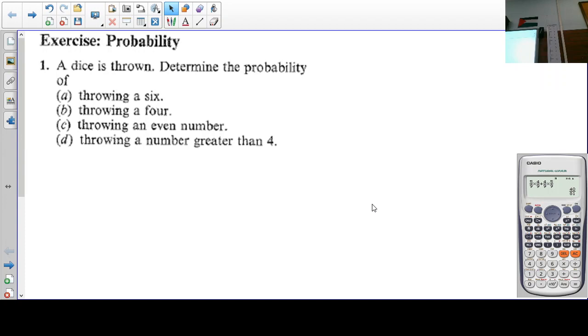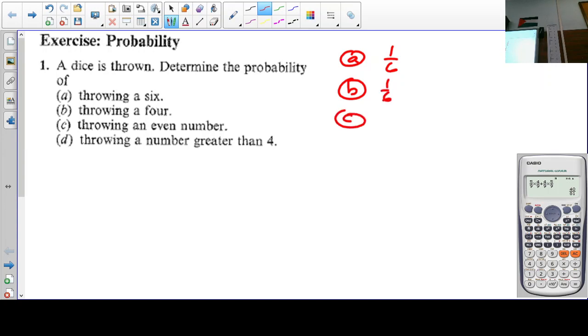So determine the probability of throwing a 6. How many 6s are there? 1. So it's going to be 1 out of 6. B. Throwing a 4. 1 out of 6. Why? Because there's only one 4.